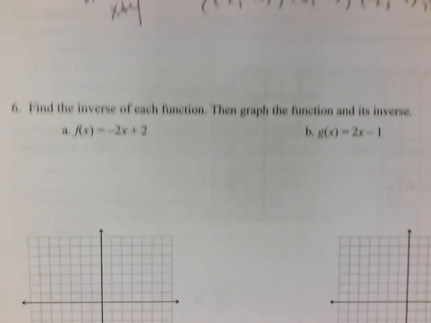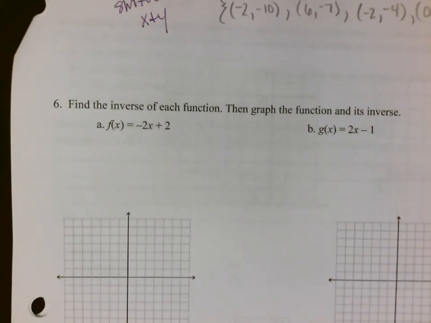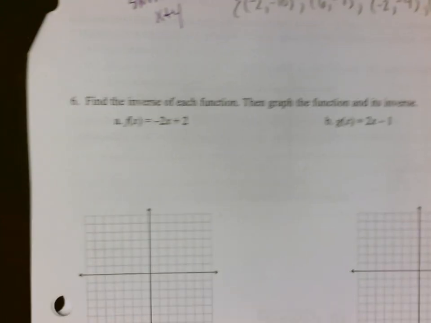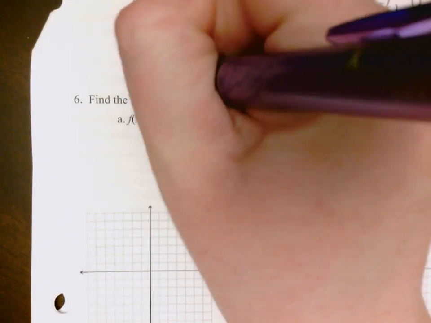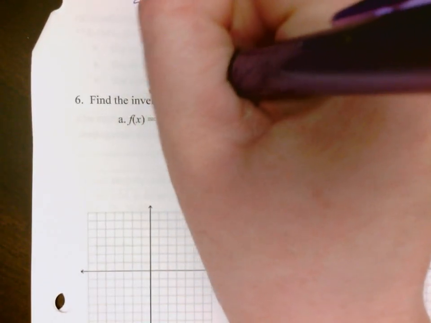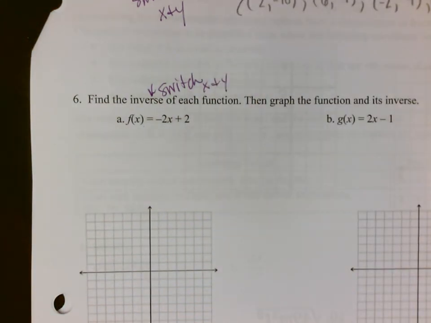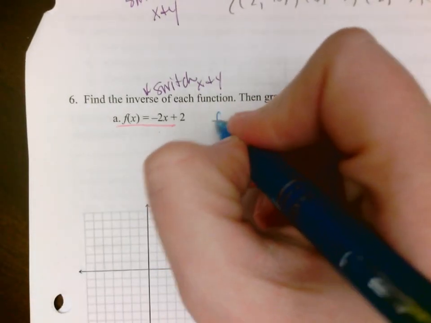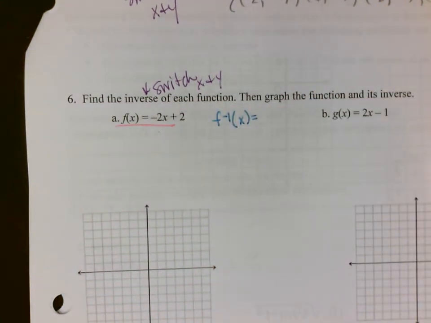All right, number 6. On here it says to graph your inverse. I'm going to tell you this: you have to be able to find your inverse. So once again, to find an inverse, you must switch x and y. However, due to it asking you to graph, I'm going to graph here. When I get done, I'll graph it in blue.